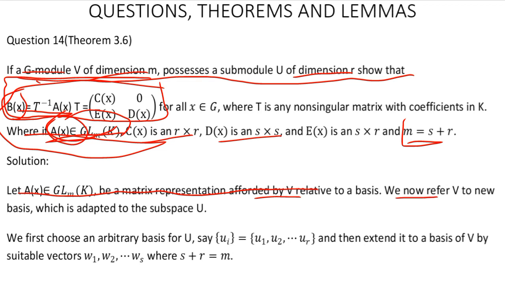Okay, so we now refer V to a new basis, which is adapted to the subspace U. How do we mean? Definitely we know that V has a subspace, a submodule U, right? And it would have its own basis because they are all vector spaces. So first we choose an arbitrary basis, because we don't know the exact basis, for U, and these are the basis vectors U1 all the way to UR.